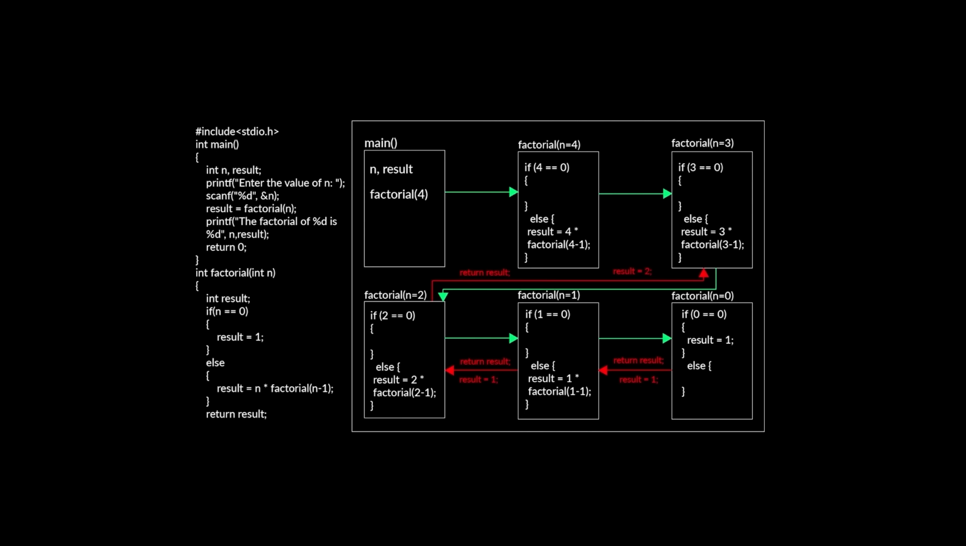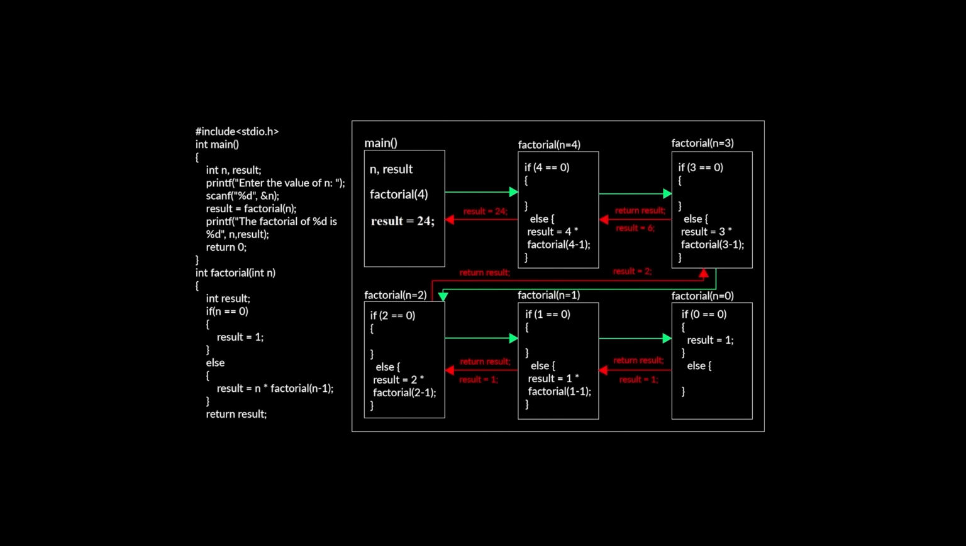So now 3 into 2, that is result is equal to 6. Again this result will return back here. So 4 into 6. Now the result value is equal to 24, as you can see here. So this result will finally be stored into the main method result variable. So result equal to 24.